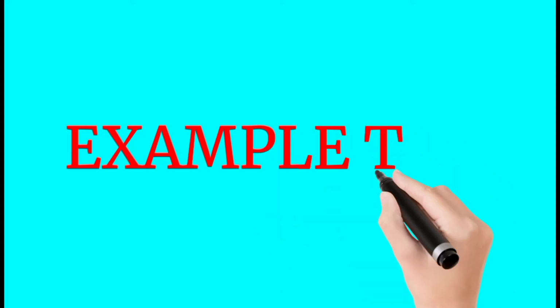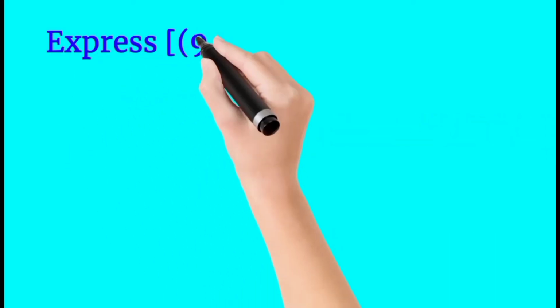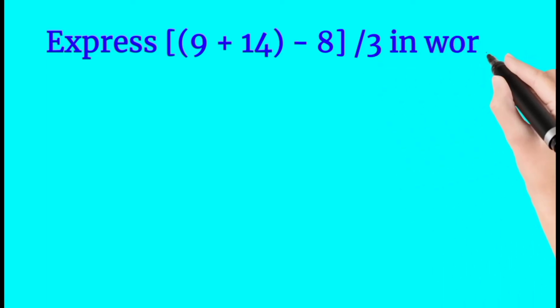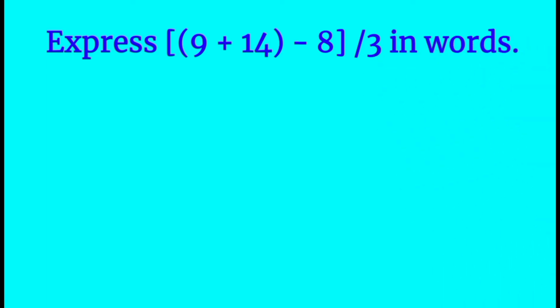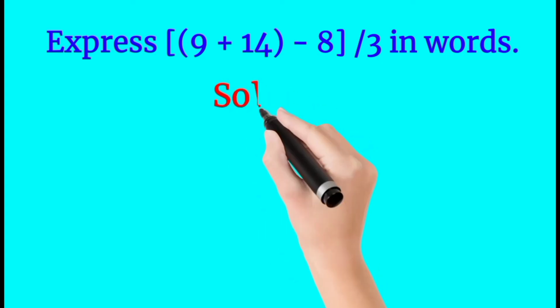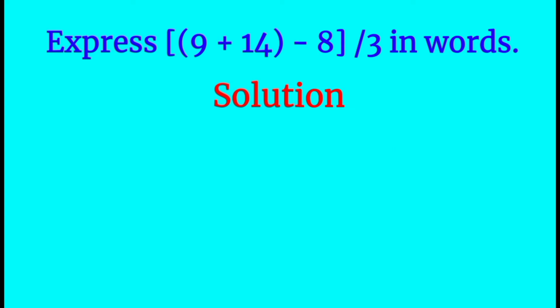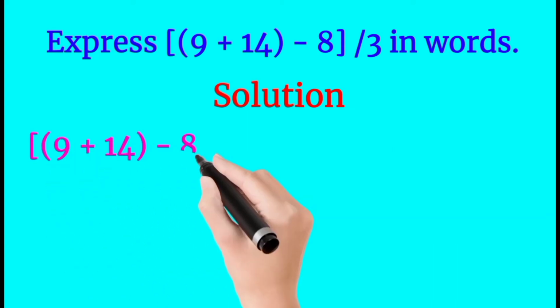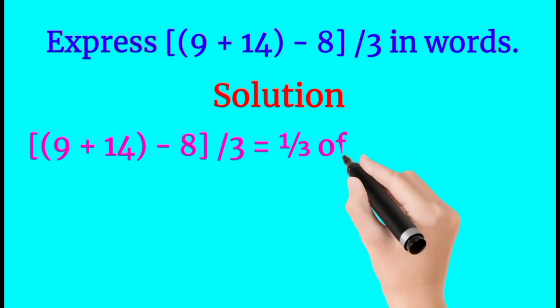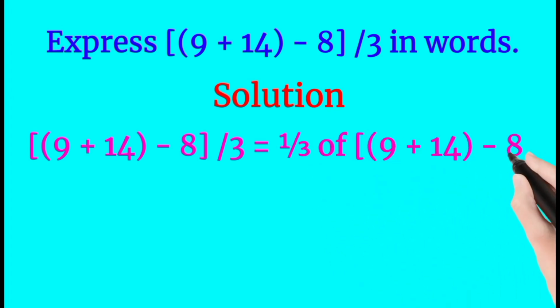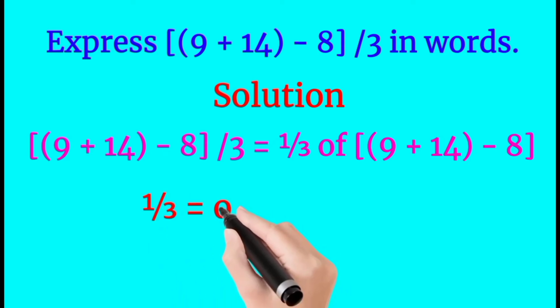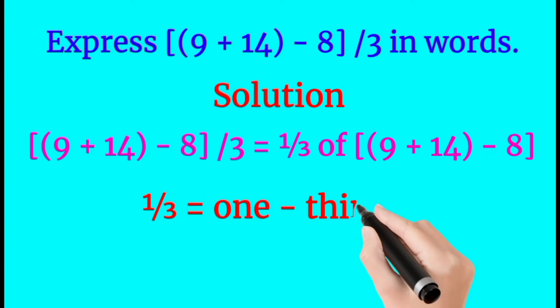Now let's take a look at a more complex example. Like in this very example, it says express the bracket of 9 plus 14 minus 8 all divided by 3 in words. As you can see, this is a bit complex. Now, the best way to answer this type of question is to break it down. So when you break the expression down, you have something like 1/3 of the bracket of 9 plus 14 minus 8.